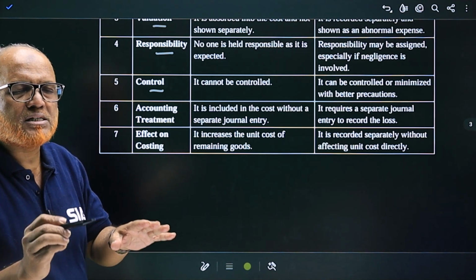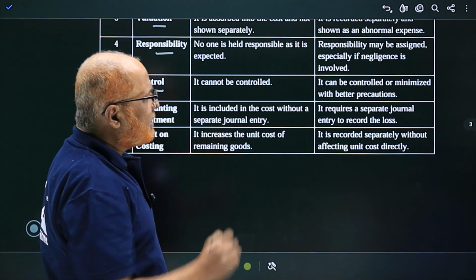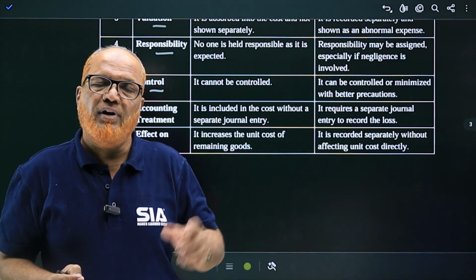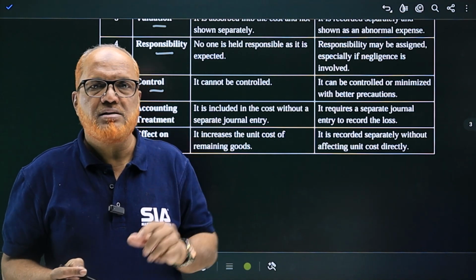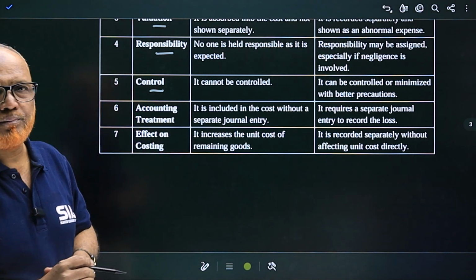Simply it should be considered while calculating the value of unsold stock. Whereas abnormal loss requires a separate journal entry. For abnormal loss, we have to calculate the value, and we have to pass separate journal entries. Next one, effect on costing.